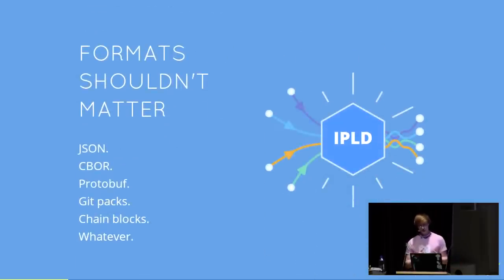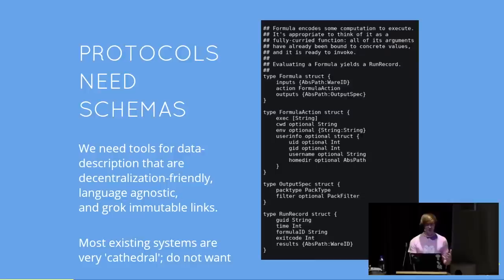Another thing that's going to be a motivation throughout the rest of the design of IPLD is that format shouldn't matter. JSON is cool if you're human-readable. CBOR is nice if you want something that's binary-packed, or protobufs. Git packs are an existing content-addressable structure, and it would be cool to traverse them in a standard way. Formats should be an implementation detail, and we should be able to build algorithms that can work above them.